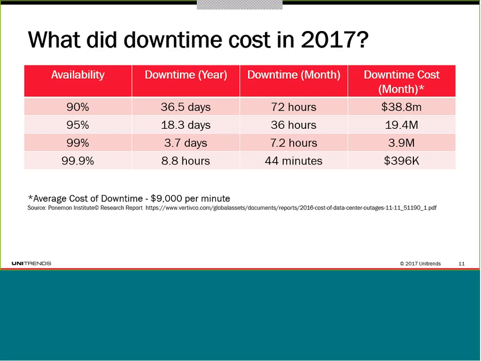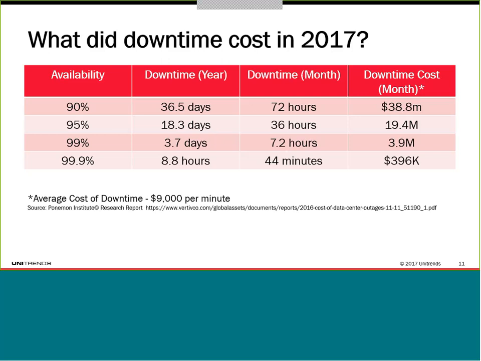The industry is coalescing around the number that it costs on average about $9,000 per minute. And that's companies of all different sizes. Your actual mileage may vary, so to speak. If you're a smaller company, less transactionally based, that $9,000 will be less. But if you're a large enterprise, say financial trading systems or a sales company like Amazon, downtime can cost far more than that $9,000 a minute.